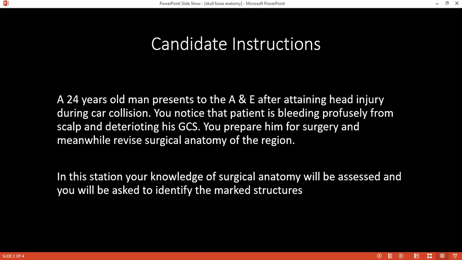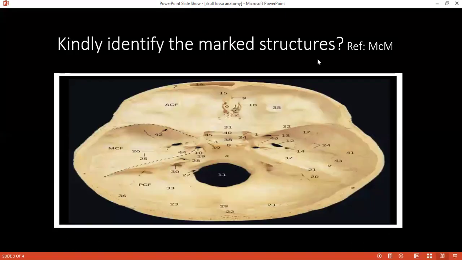Okay, so if you have read and understood, considering its surgical anatomy, kindly tell me, what are you looking at? What is this? It is a skull. Skull? Okay. Which view?